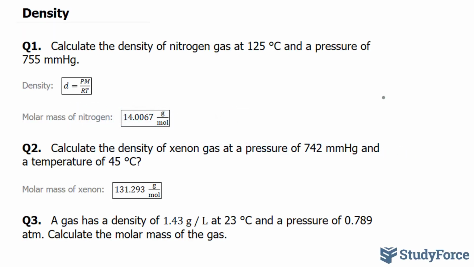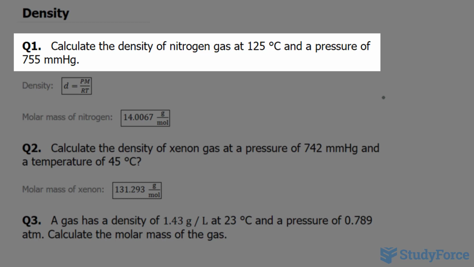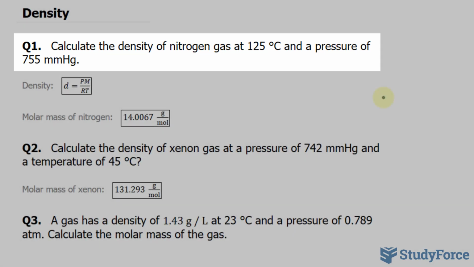In this lesson, I'll show you 3 examples on how to solve problems involving density. Let's start with question number 1. The question reads, calculate the density of nitrogen gas at 125 Celsius and a pressure of 755 millimeters of mercury.